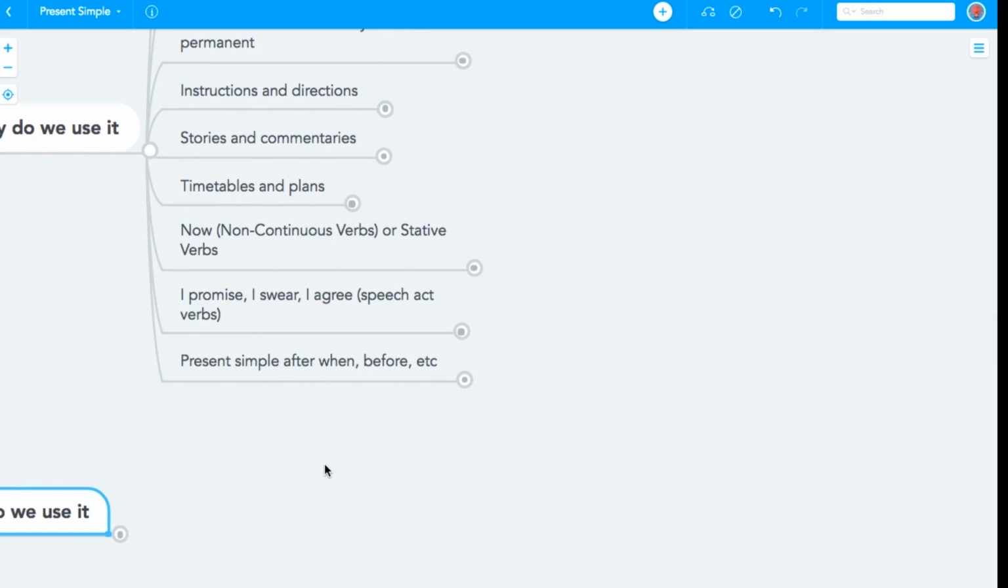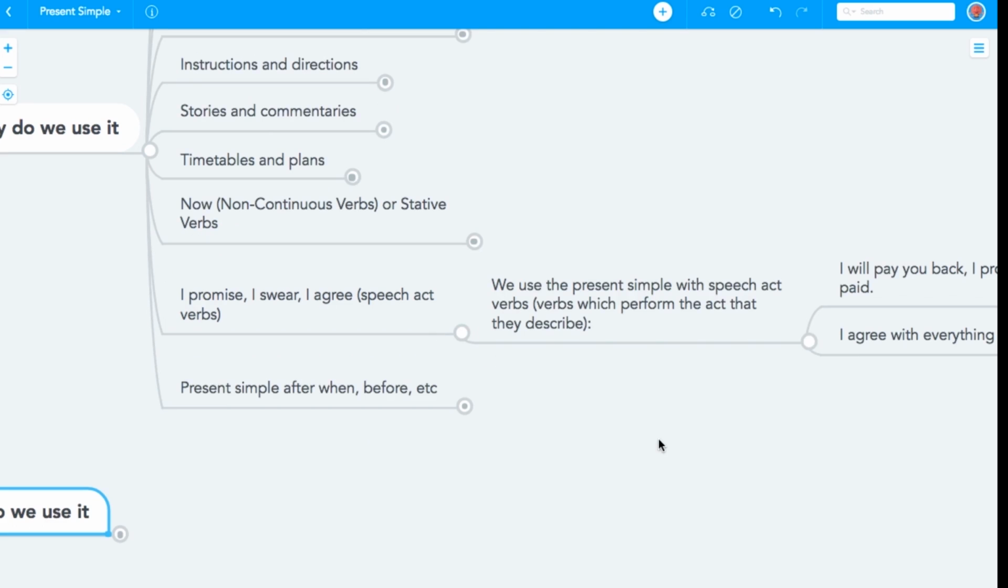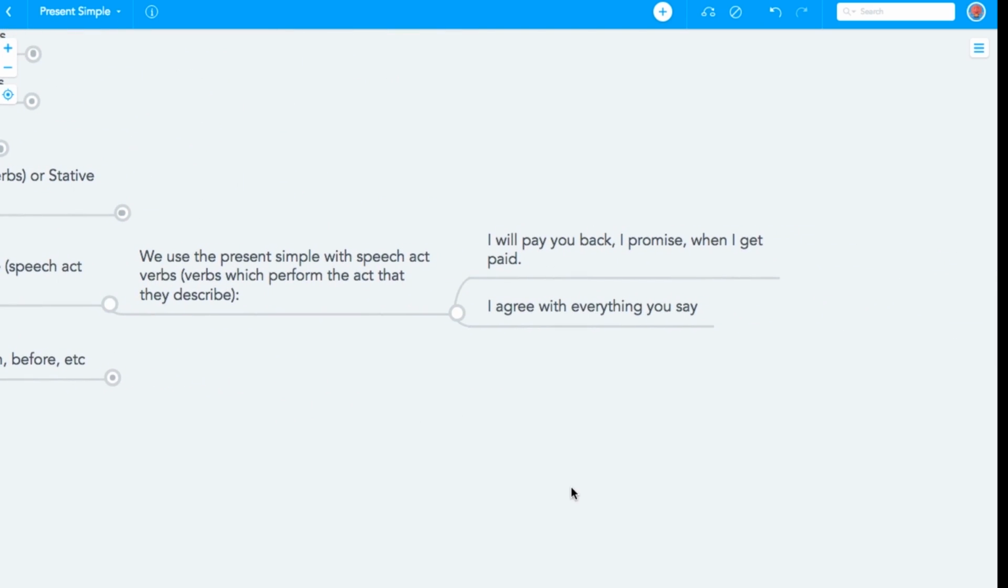Promise, swear, and agree. Well, how can you visualize someone doing this? It's pretty much complicated. So let me give you some examples. Now imagine this. Right now, I need money. And I tell you this right now, this moment, I tell you, hey, please, give me some money. I will pay you back. I promise when I get paid, you get your money.